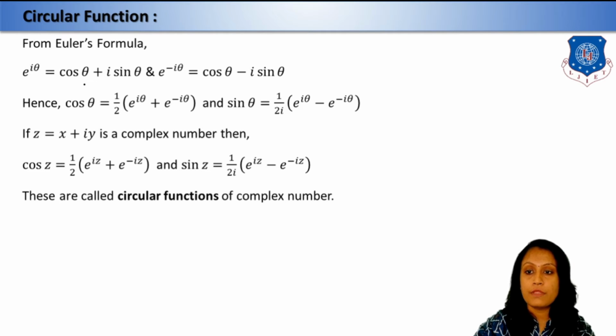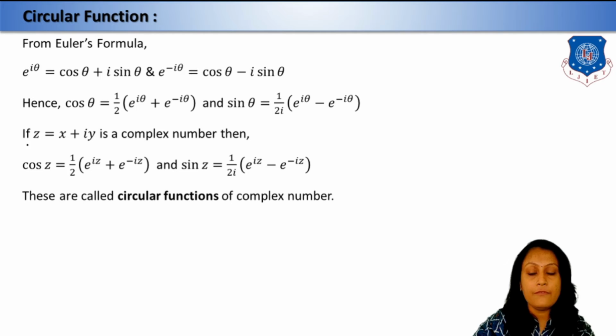From this, if you add these two terms, the i sin theta will get cancelled, and you will get cos theta as 1 upon 2 times e raised to i theta plus e raised to minus i theta. And if you subtract these two, you will get sin theta as 1 upon 2i times e raised to i theta minus e raised to minus i theta.